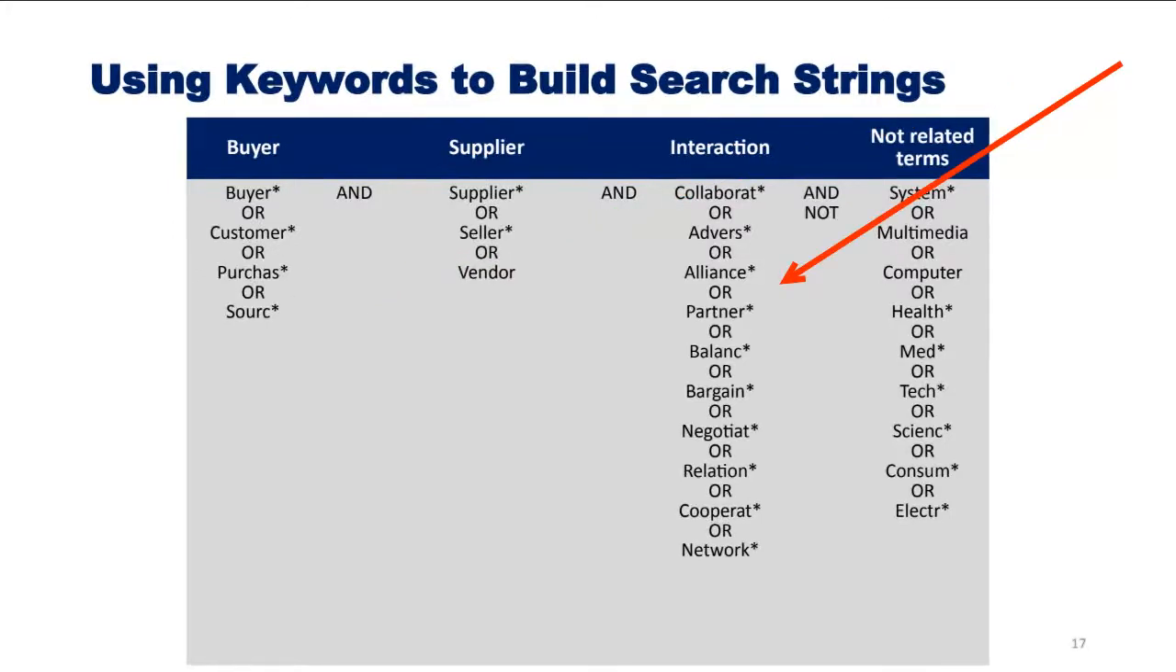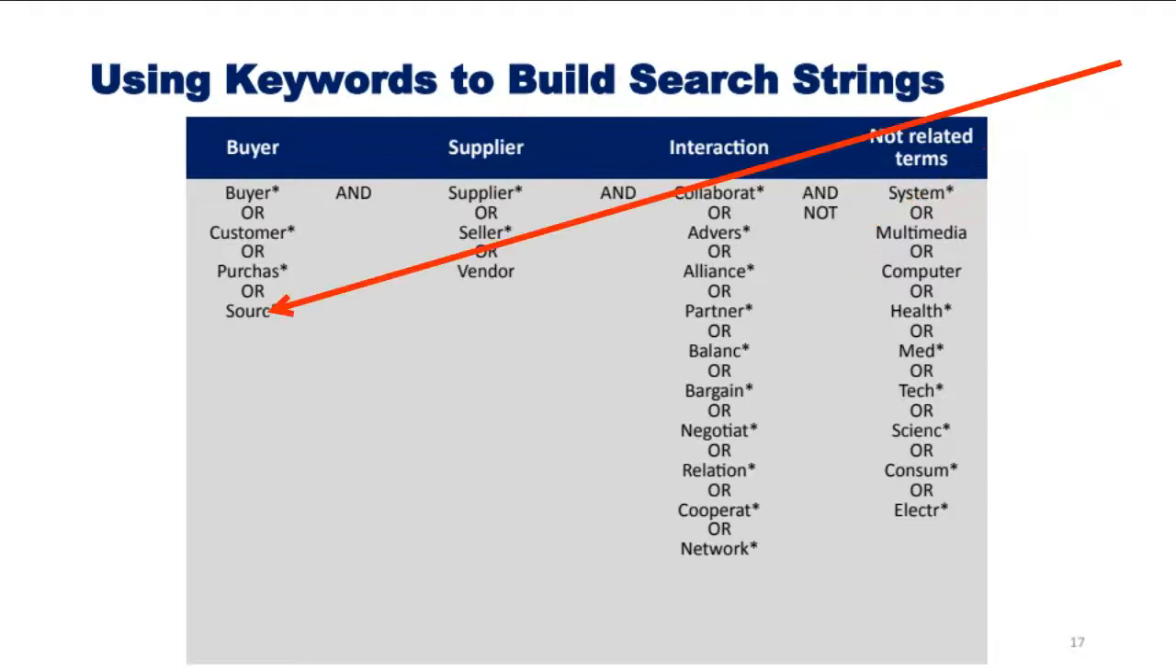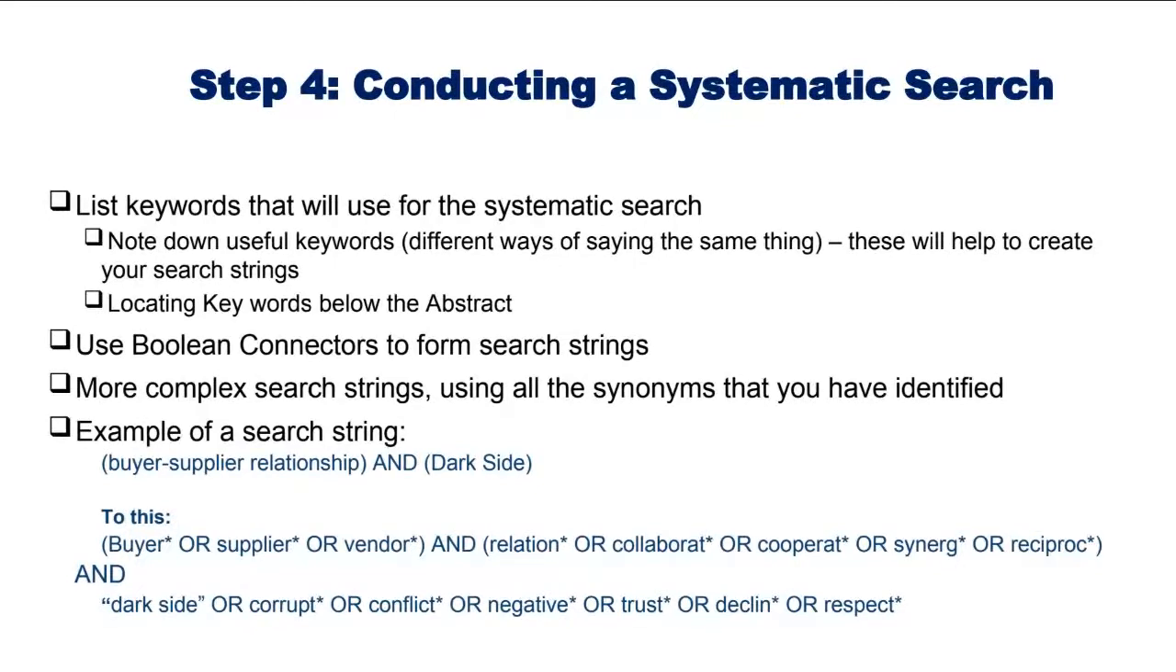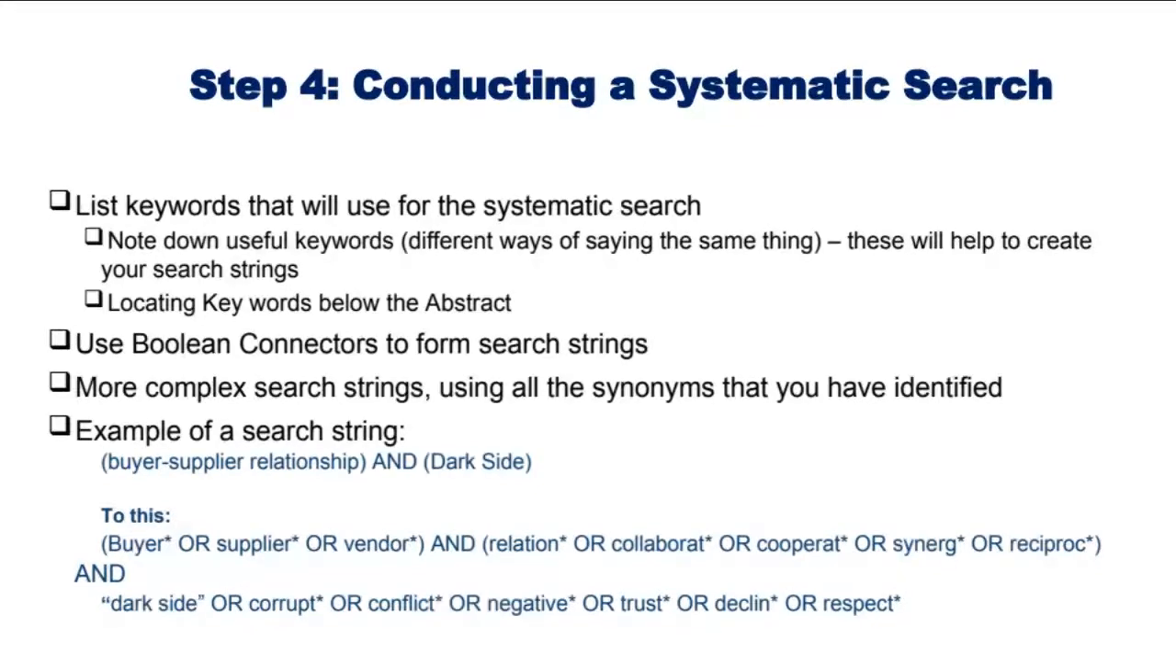So the first step is to find the keywords. The second step is to find words with similar meanings. And the third step is to convert those tables into your search string. You can then copy paste this search string into different search engines and get the articles. This is also what I've just explained to you in writing, so you can remember what was discussed.